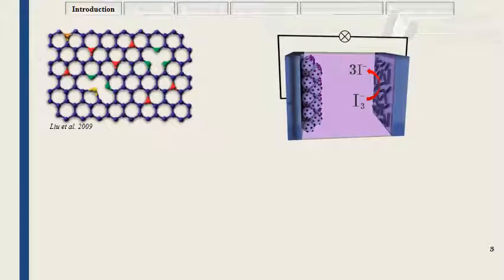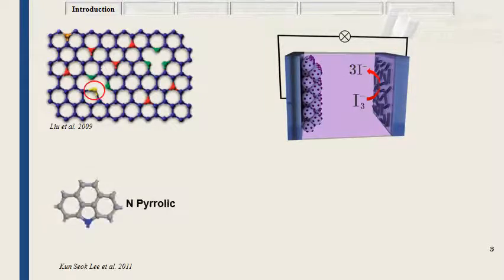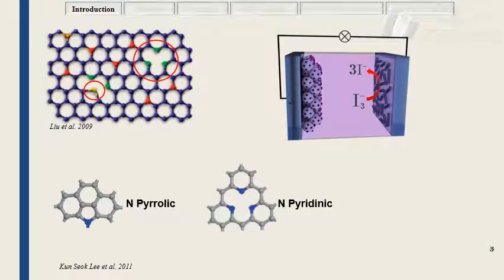Three types of nitrogen species have been studied in the graphitic network and have been shown to play an important role in ORR activity, which are pyrrolic nitrogen, pyridinic nitrogen, and finally quaternary nitrogen.